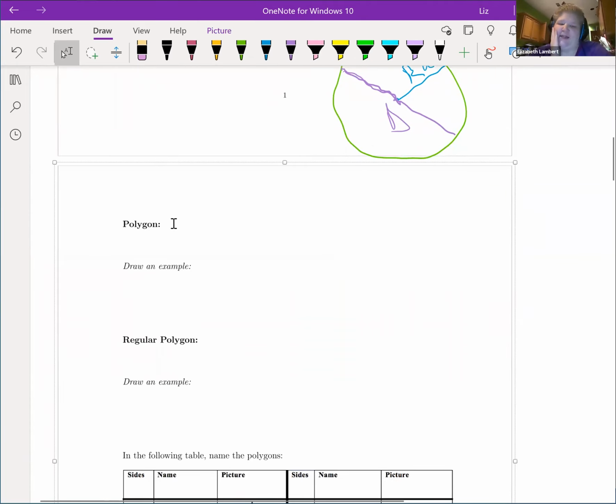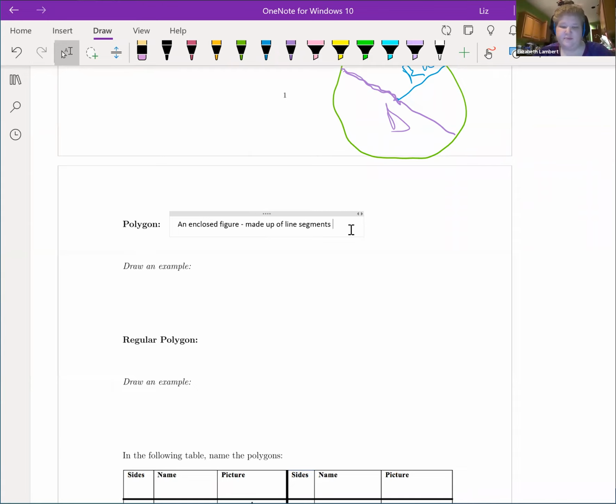Now, polygons are, this is probably one of the most peculiar technical definitions, but the short, quick, down and dirty is an enclosed figure made up of line segments that connect in a chain and back to the beginning.